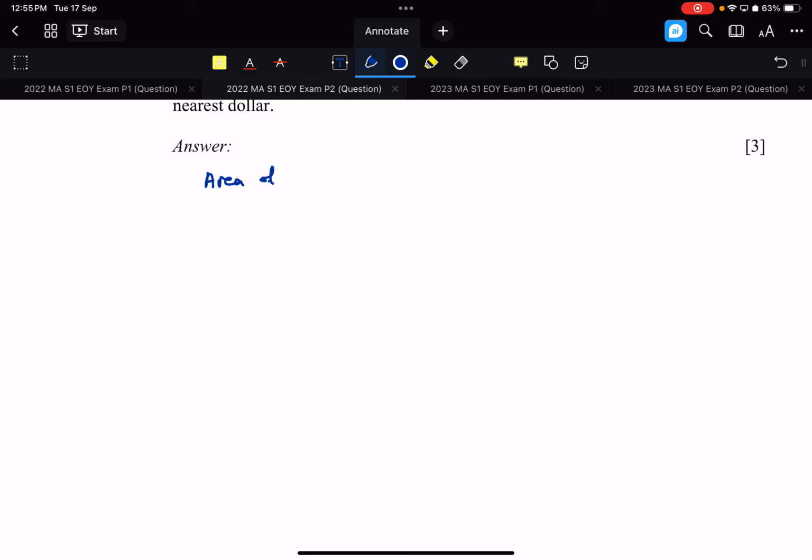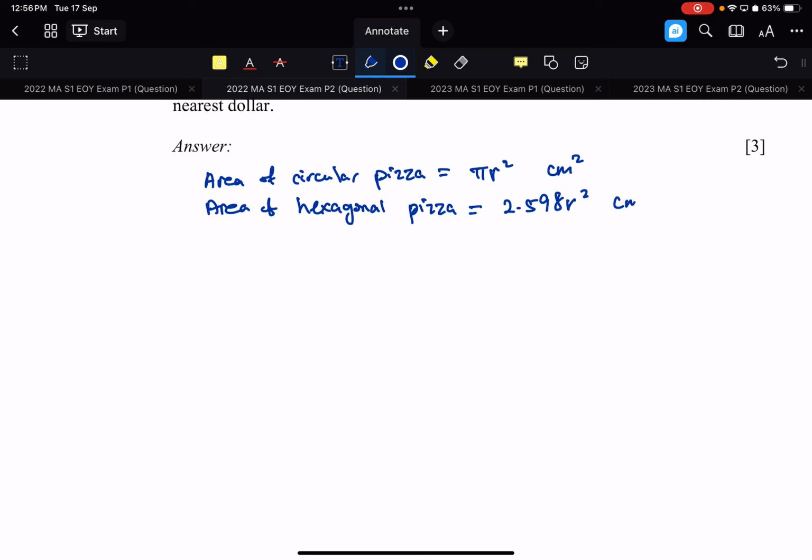Area of circular pizza equals pi r squared. Area of hexagonal pizza equals 2.598 r squared. So we already have that, right? So what happened? Cost of pizza equals $36.20. This is for the circular pizza. So if I divide it by the area, this will be the dollar per cm squared.